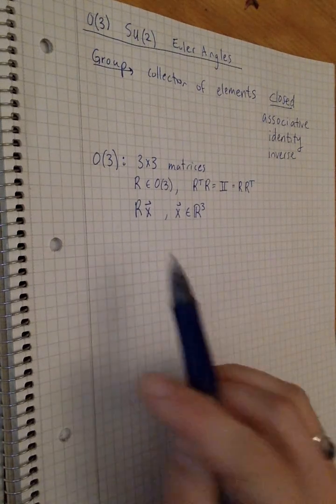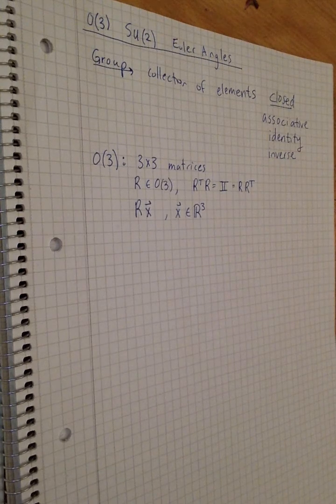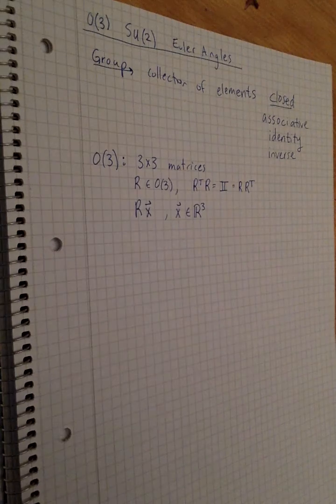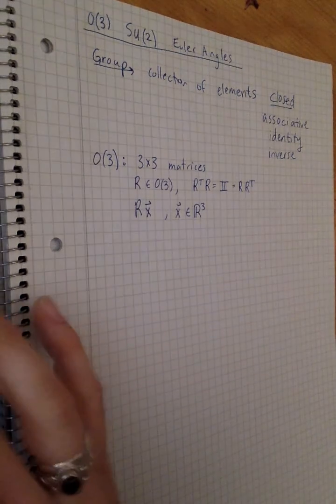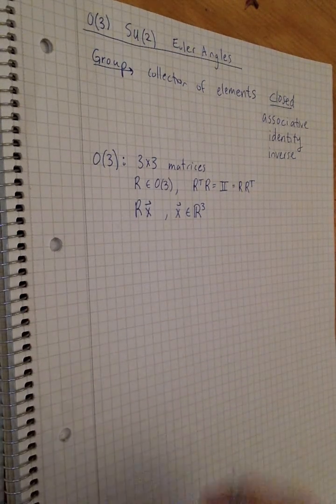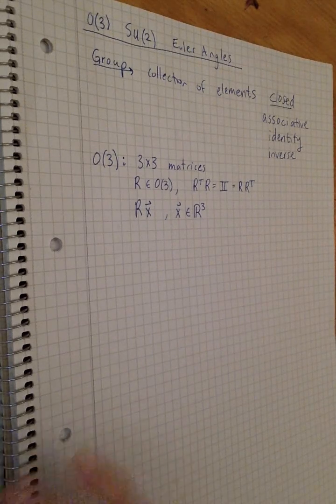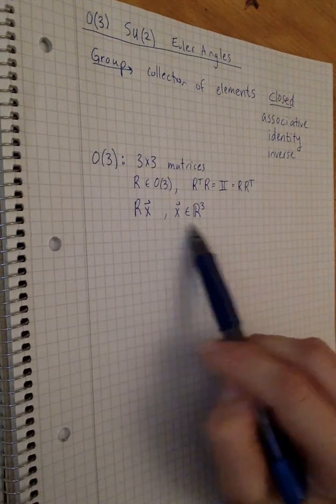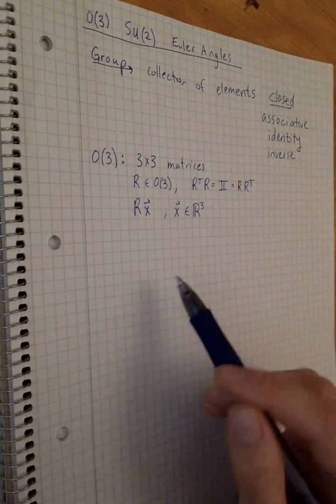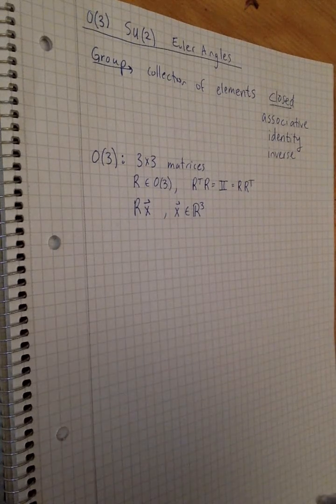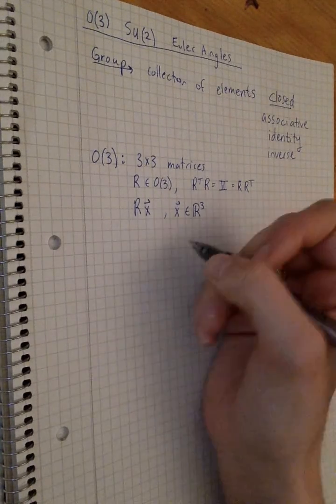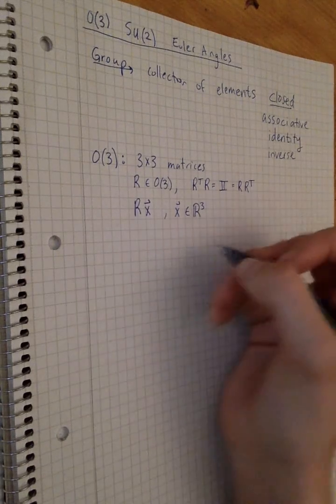We have that O3 is a length-preserving group, and we call length-preserving groups rotation groups. We call this one in particular, O3, the rotation group, because it acts on vectors in R3, and we live in R3, so we're a little bit biased in that. But we call this O3 the rotation group.